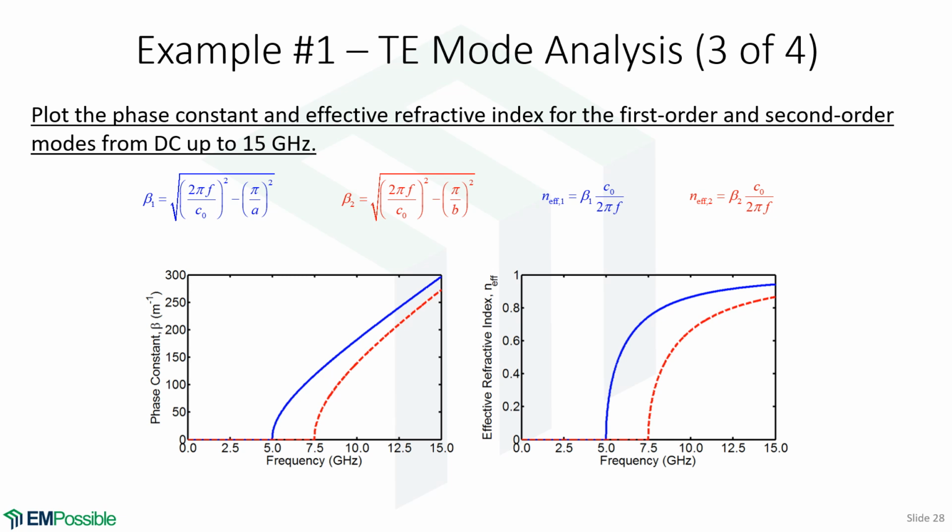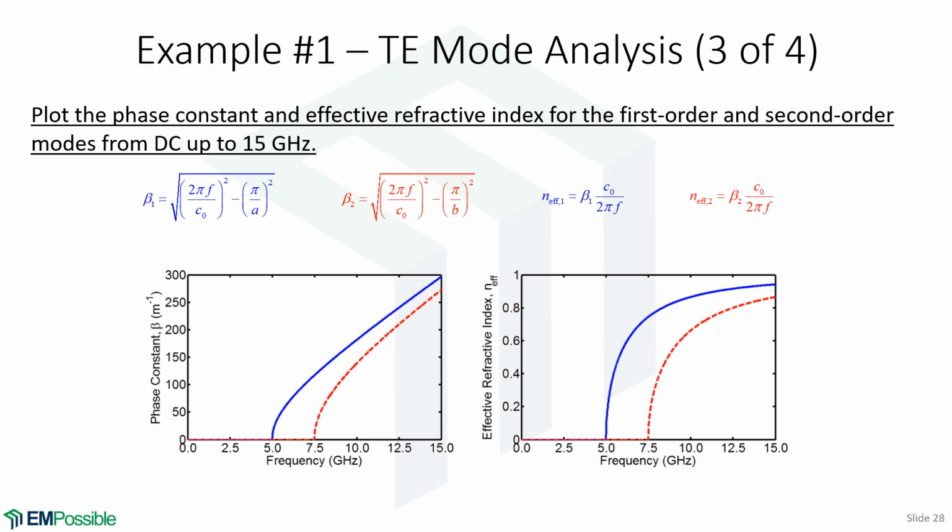We really want to operate above that low order frequency where this line becomes straight. And that's where they're all going to have the same effective refractive index. So we tend not to want to operate right near a cutoff. The second order mode does not exist until 7.5 gigahertz, and then it also increases linearly. And so we can plot the effective refractive index.